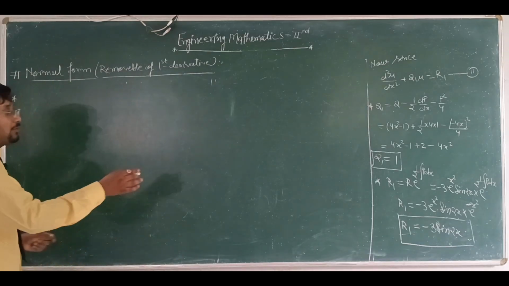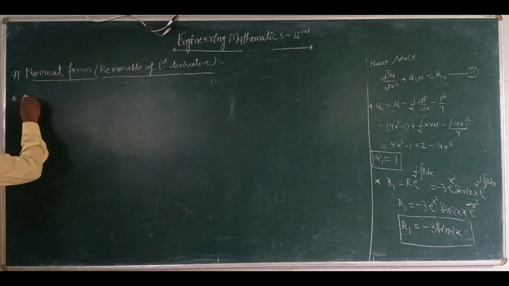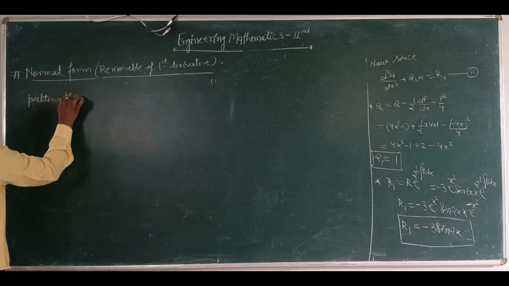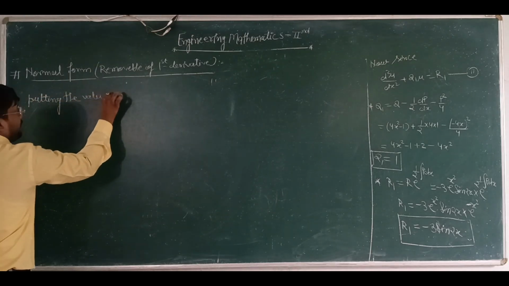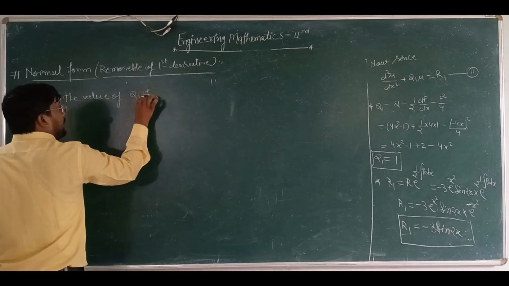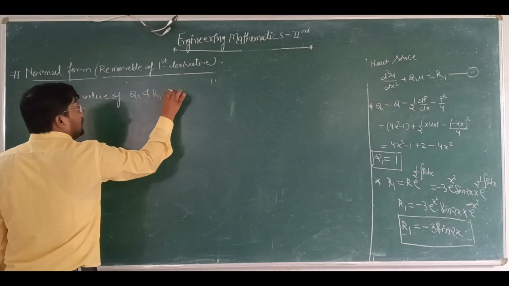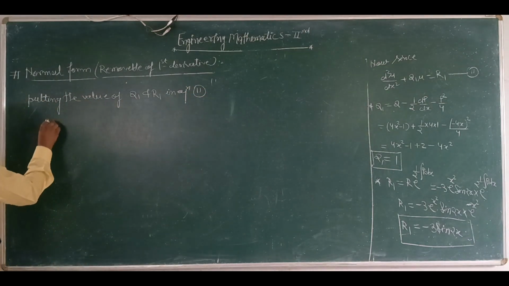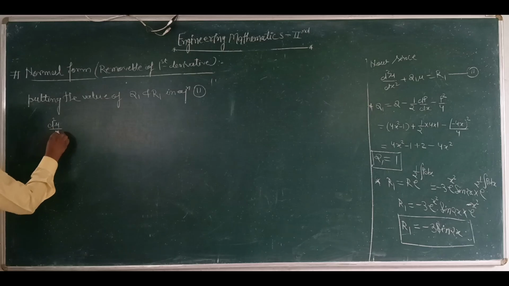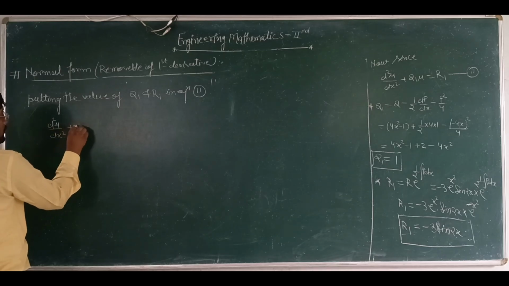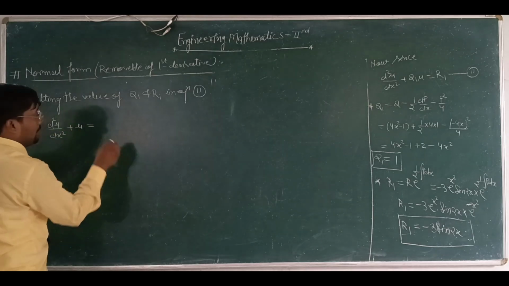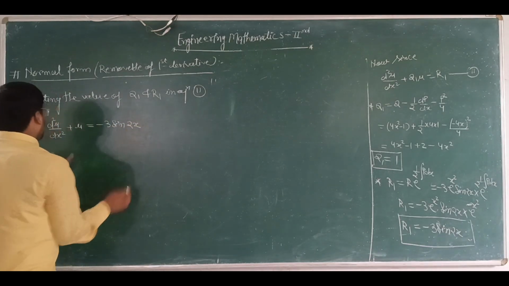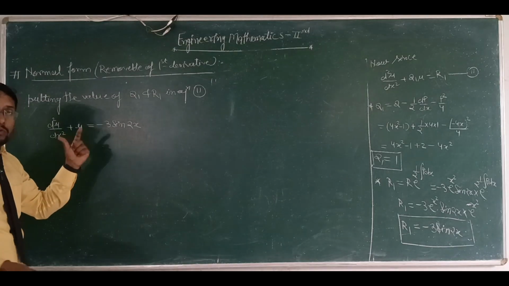Now putting the value of Q1 and R1 in equation second, you can write d2u/dx2 + u = −3 sin 2x. This is a linear differential equation.